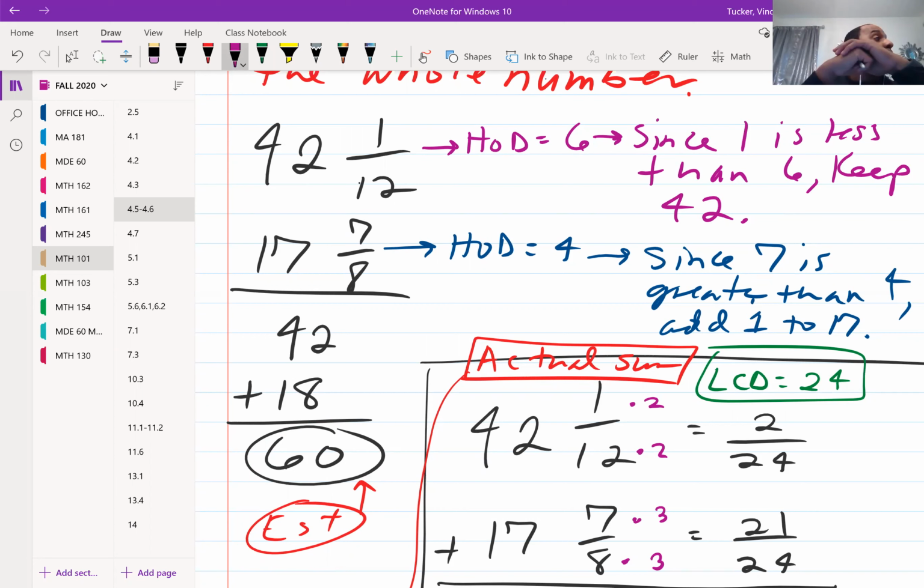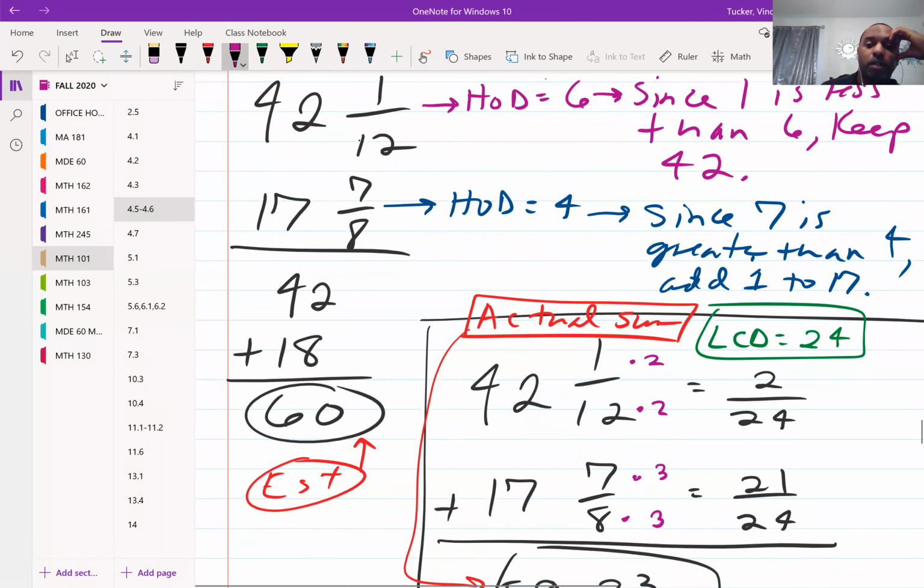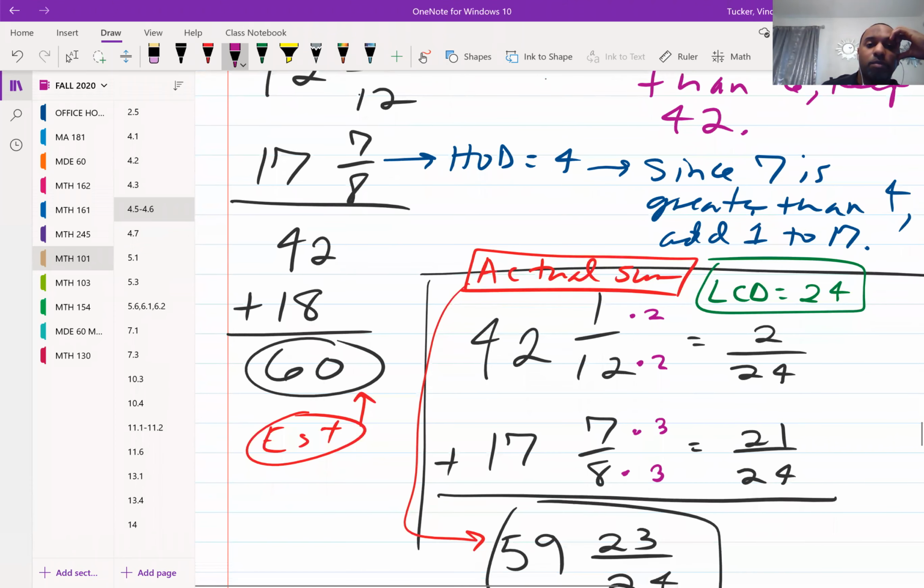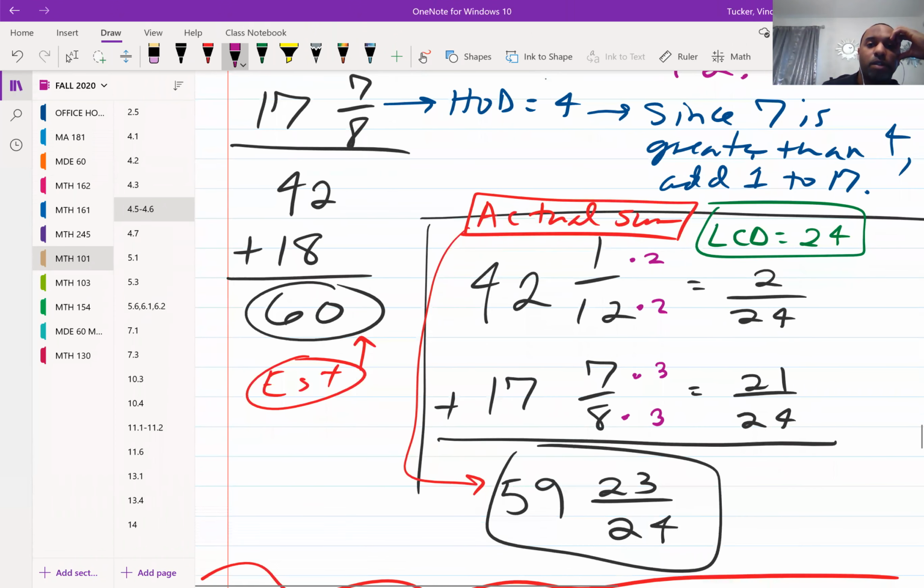Before we look at the actual sum, calculating the actual sum, questions on how we did that estimation? All right, scrolling up, making sure we're okay.